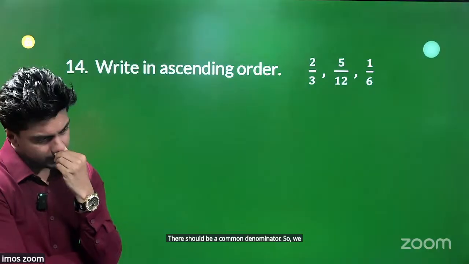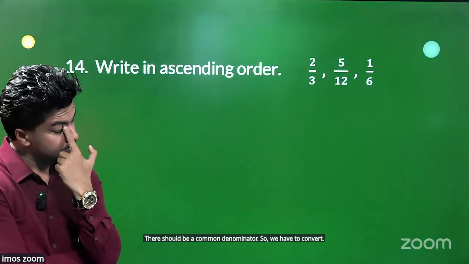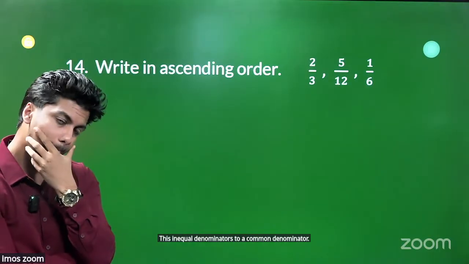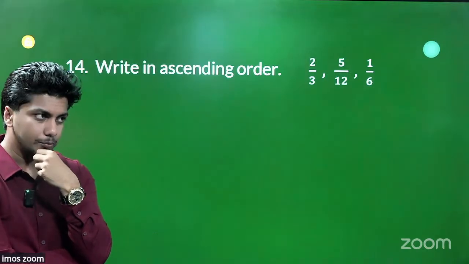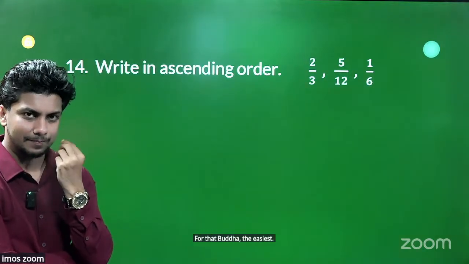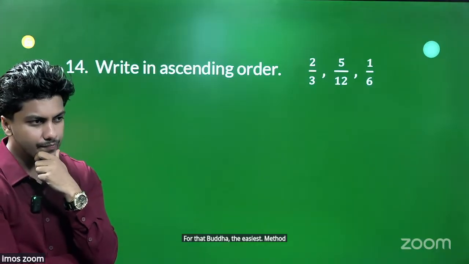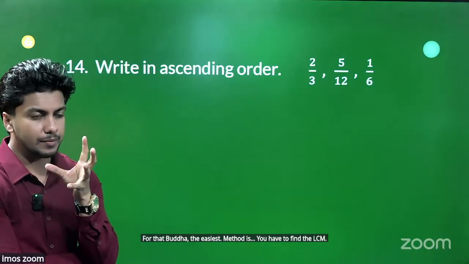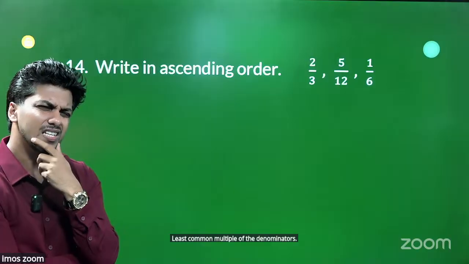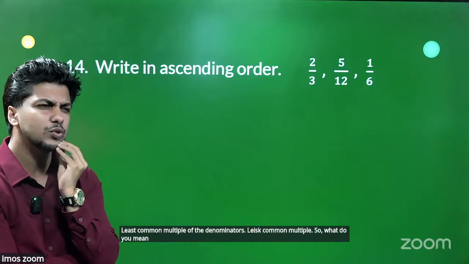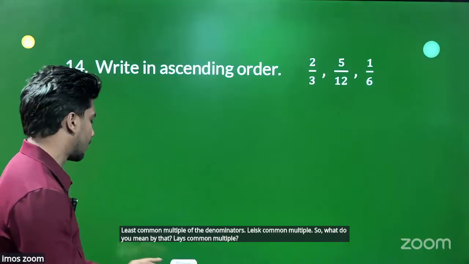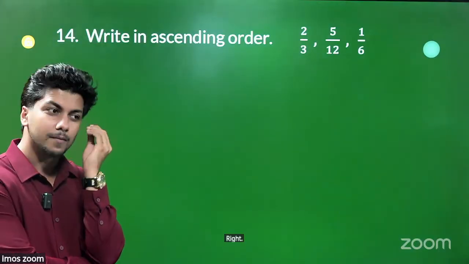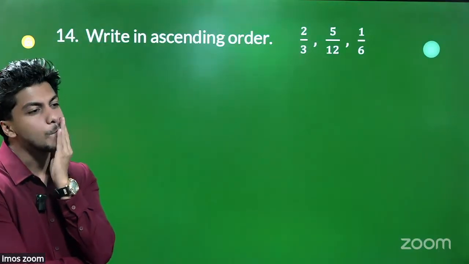So we have to convert these unequal denominators to a common denominator. For that, the easiest method is to find the LCM, the least common multiple, of the denominators. Least common multiple. So what do you mean by that least common multiple?